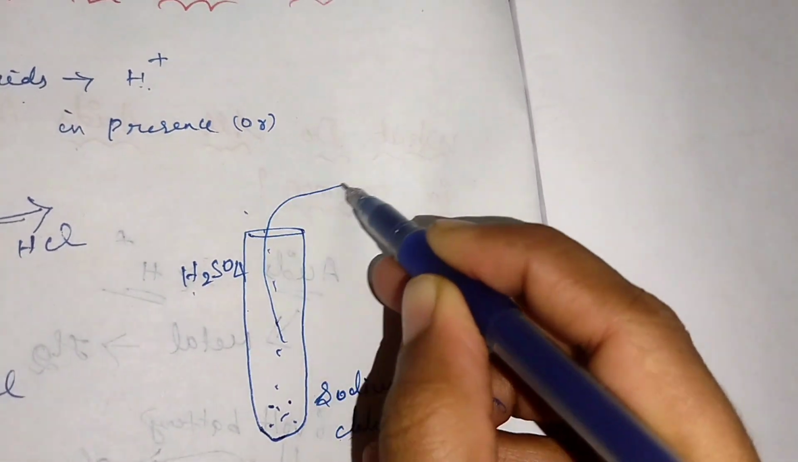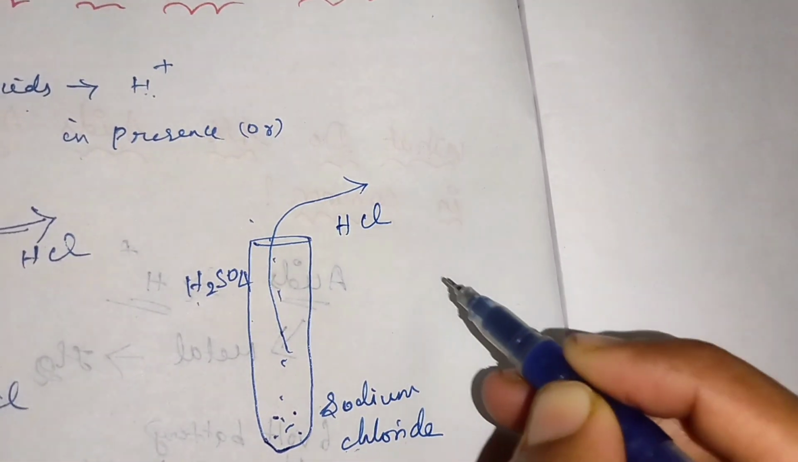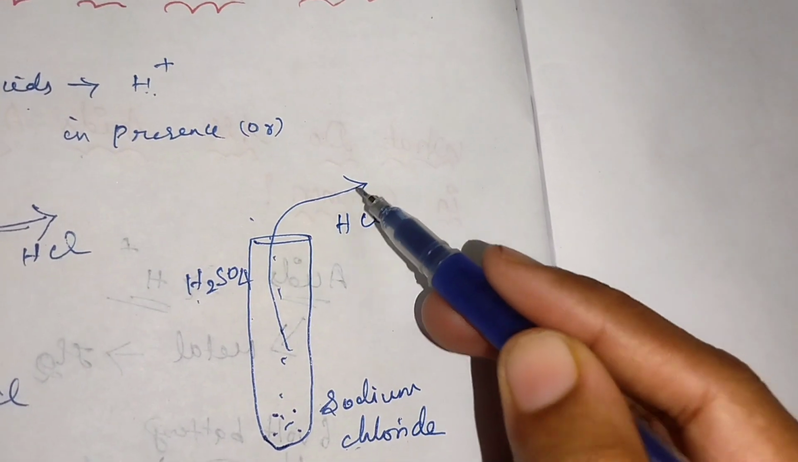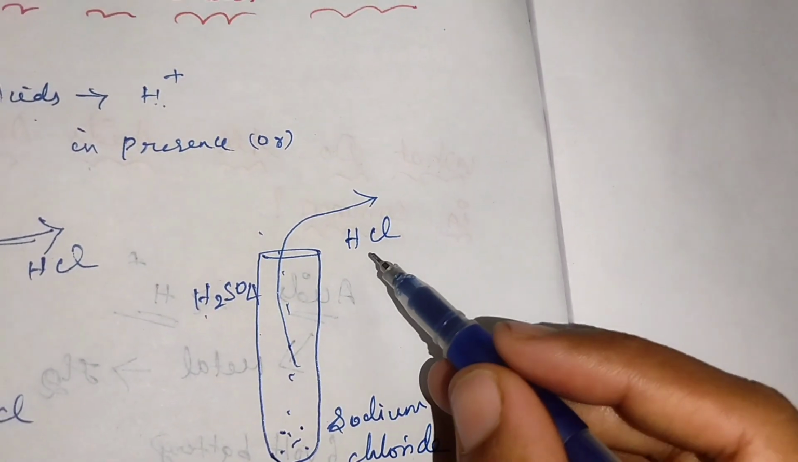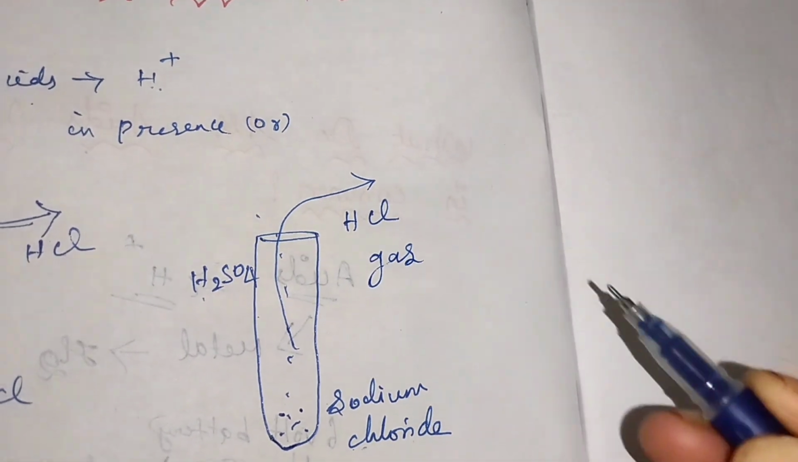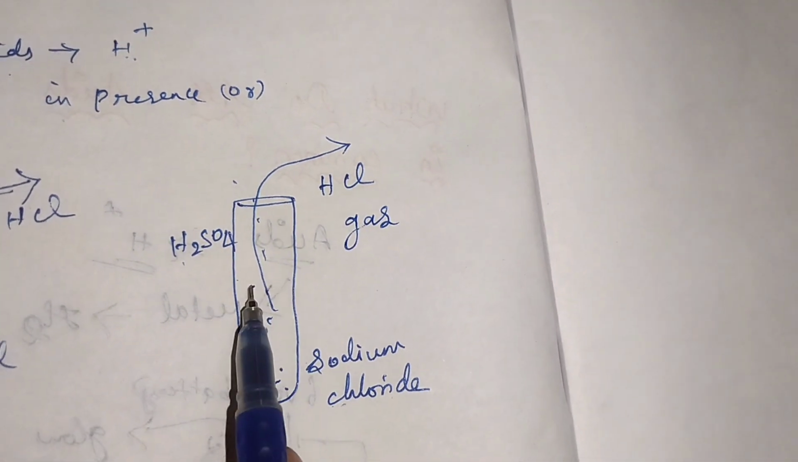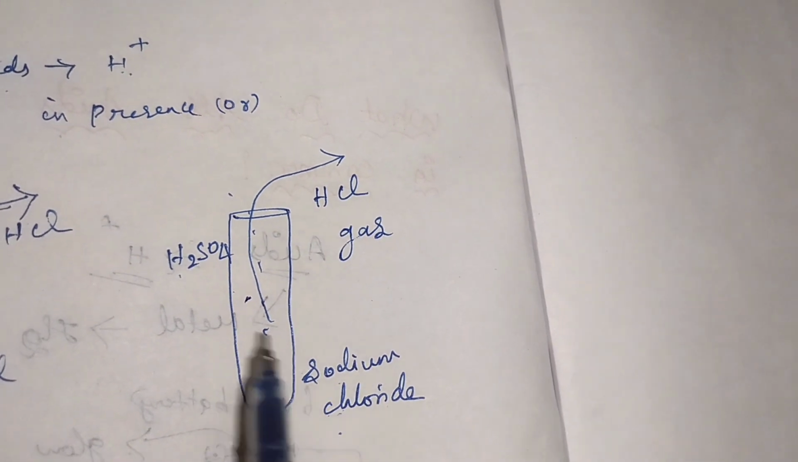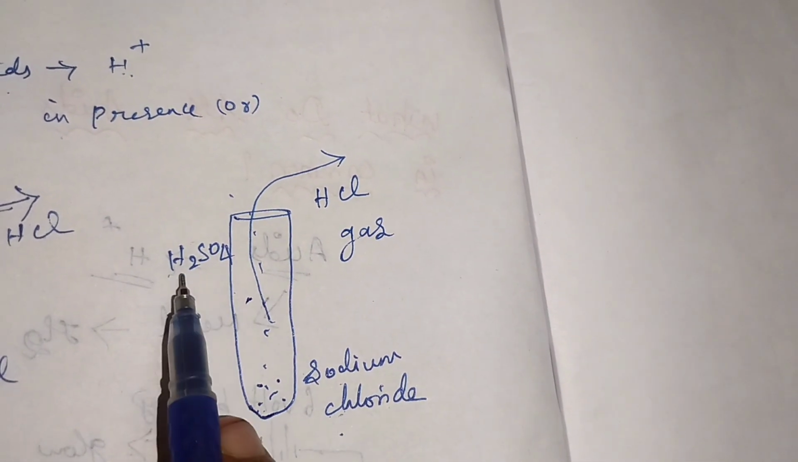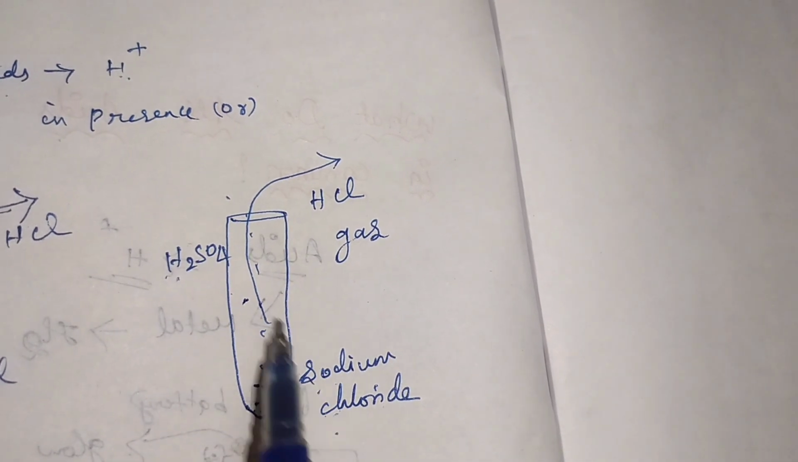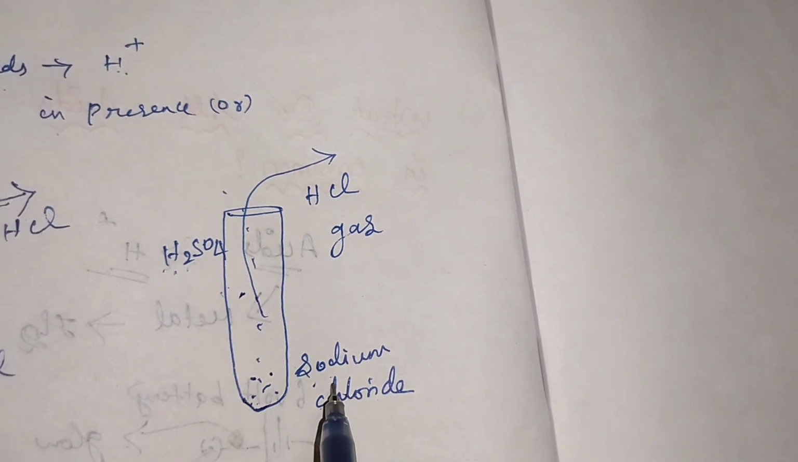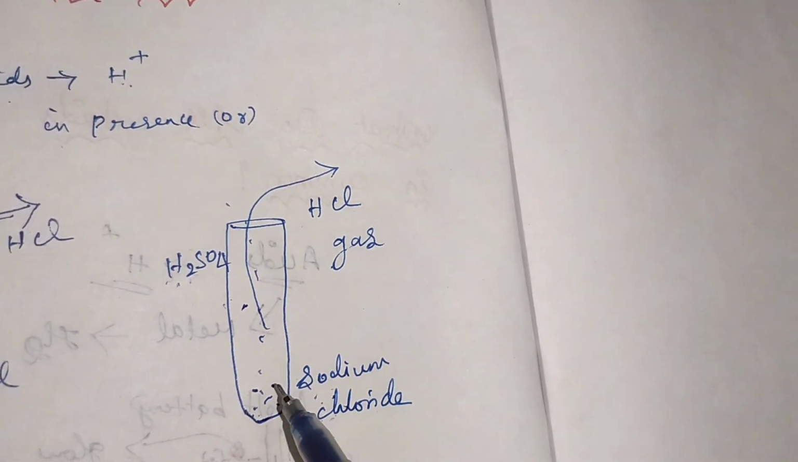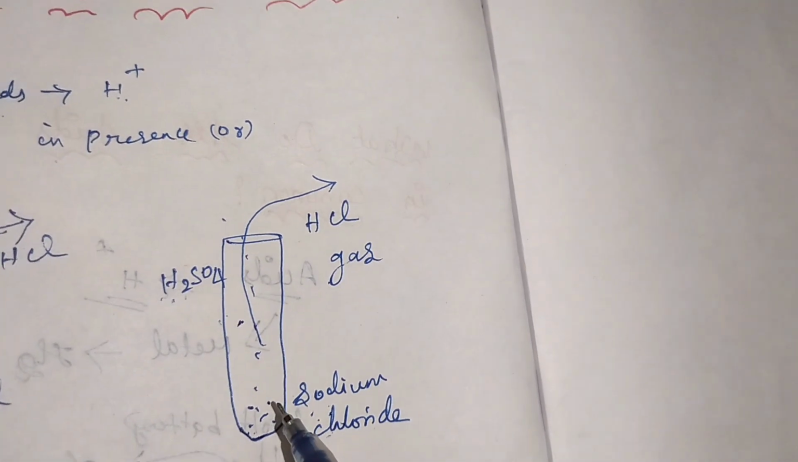Then hydrochloric acid comes out as a gas. Dry hydrochloric gas is produced in this reaction. In this test tube, I am putting some dry sodium chloride and pouring a few drops of sulfuric acid, and these two react with each other. Then HCl gas is produced. Dry HCl gas.